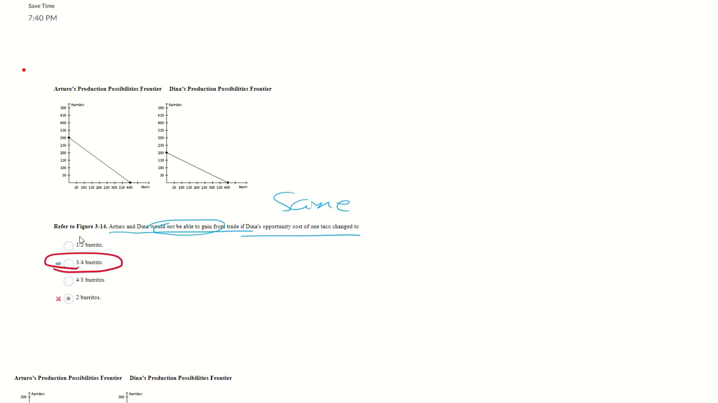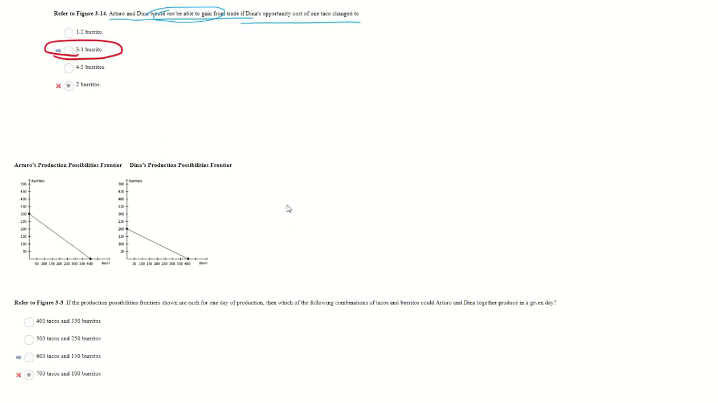All right, and then last one, at least for this set of questions. If the production possibility frontiers shown are each of one day's production, which of the following combinations of tacos and burritos could Arturo and Dina together produce in one day? Which one is possible to produce in one day? We're going to do something very simplified here. We're going to look at the numbers and decide what each party should produce.